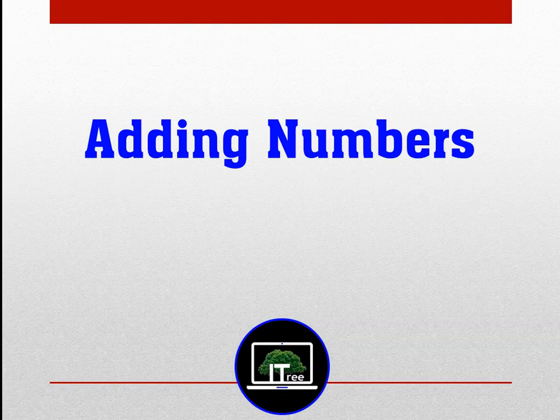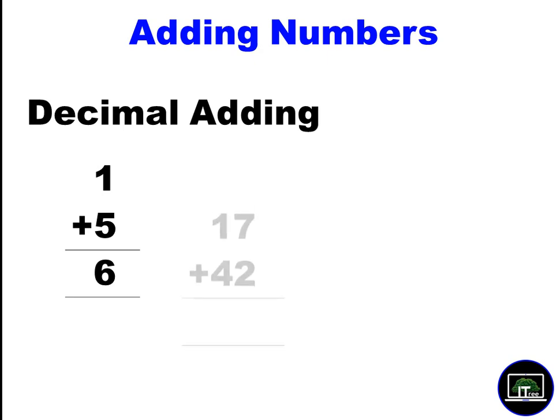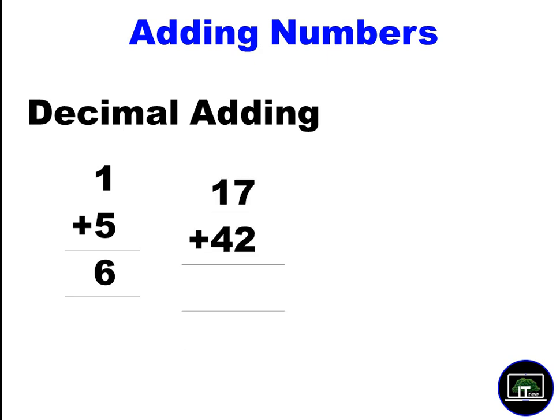Okay. Now we are going to discuss about adding numbers. You know adding numbers. How can we add these numbers? Okay. First we look at your family adding, the decimal adding. When you add 1 to 5, it is 6. Now we look at that one. We are adding 70 to 42. 7 plus 2 is 9. 1 plus 4 is 5. It is okay.